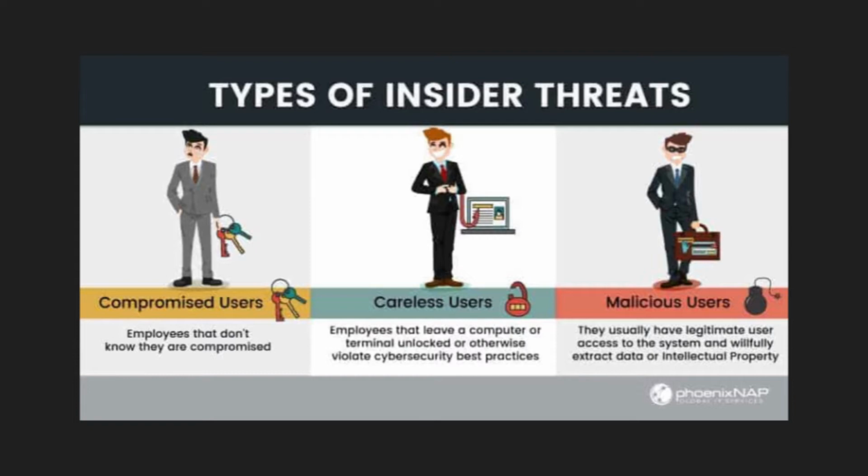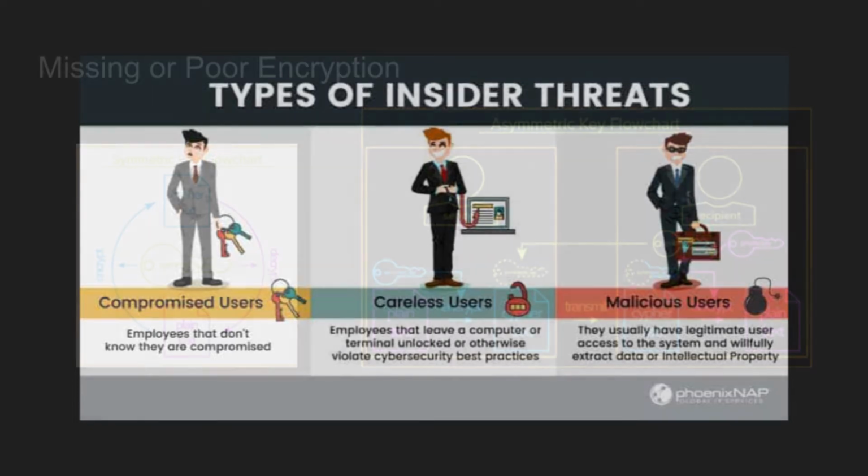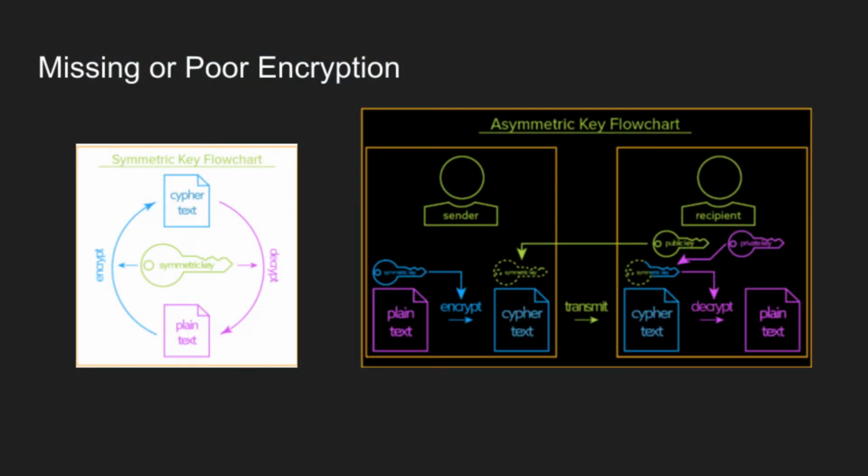Finally, the third type of insider threat would be a malicious user, which can be someone who maybe already has an account compromised and may willfully extract data and intellectual property from the company network. Another attack vector that can possibly lead to compromise is not using encryption or just using poor encryption.